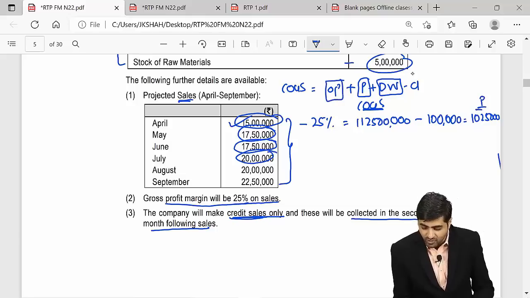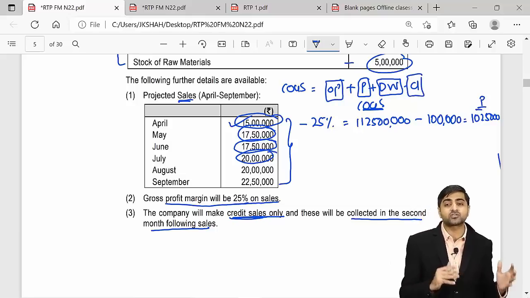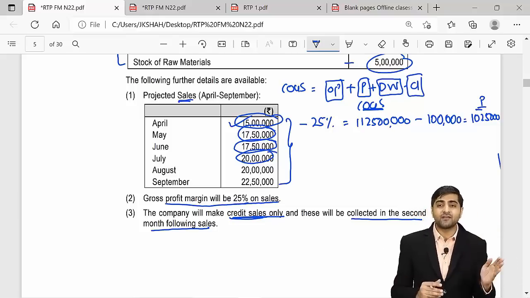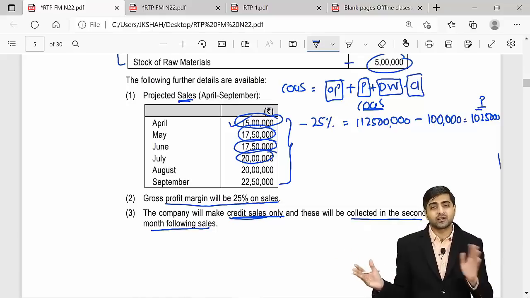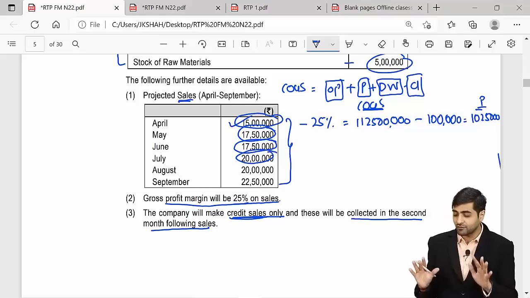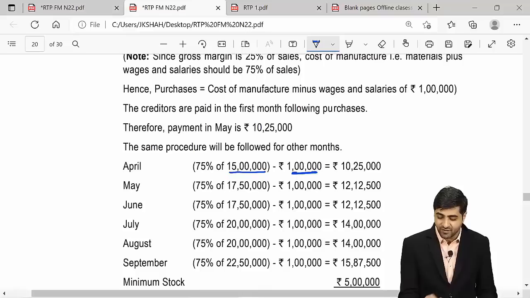Now you must be wondering, sir, what about opening and closing stock? They have specifically mentioned that this stock is always going to be constant. So your opening and closing stock of 5 lakh rupees will be maintained throughout the year, so automatically that will be nullified. So ultimately what is the balancing figure? That will be nothing but your purchases. So we now have your purchases amounting to rupees 10,25,000.